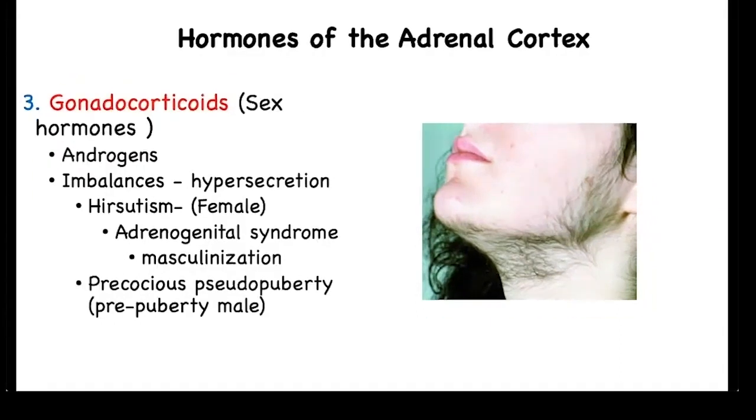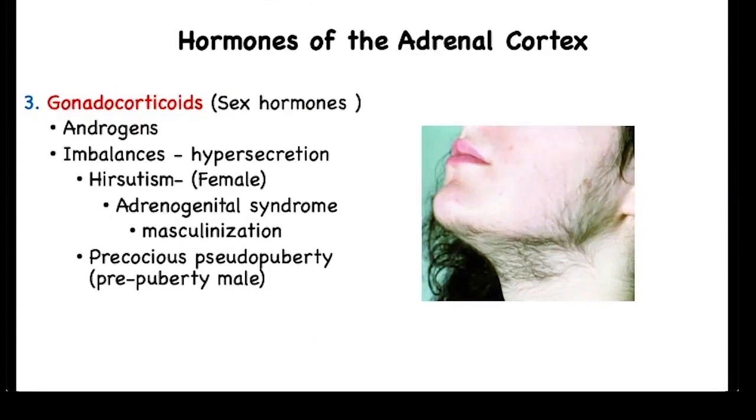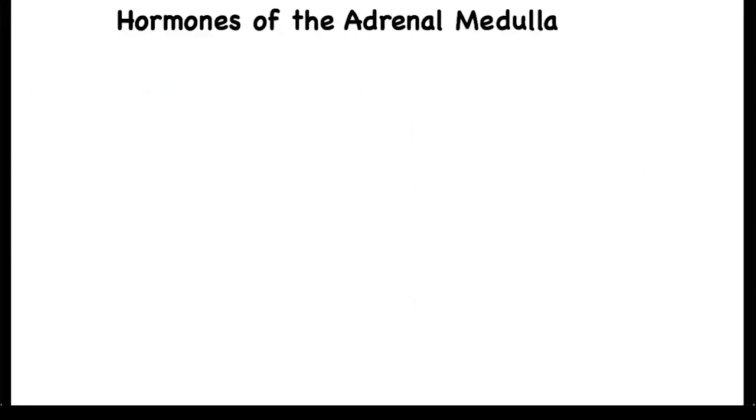In prepubescent boys, the condition is called precocious pseudopuberty. In these boys, the penis will grow, a sex drive will develop, and secondary sexual characteristics will occur. This is called pseudopuberty because FSH and LH are not being released, thus sperm production does not occur.